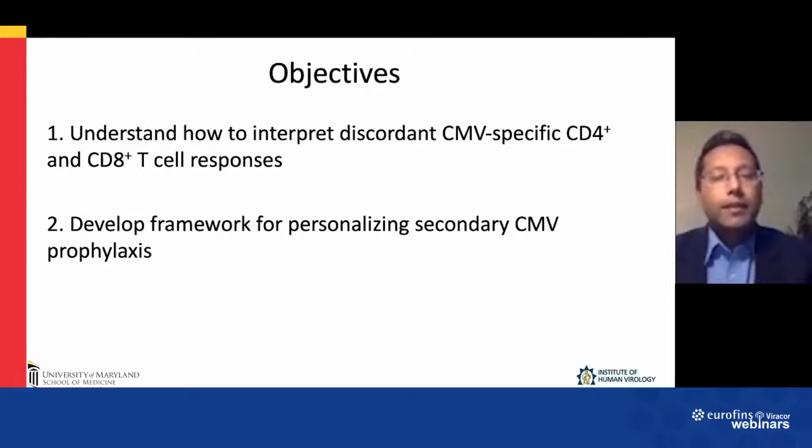So today's talk is going to consist of two cases. And through these two cases, I hope to be able to get through these two objectives. The first, which is to understand how to interpret discordant CMV-specific CD4 and CD8 T cell responses, and then hopefully to be able to develop a framework for personalizing secondary CMV prophylaxis.